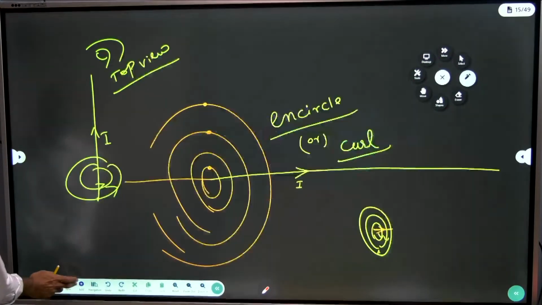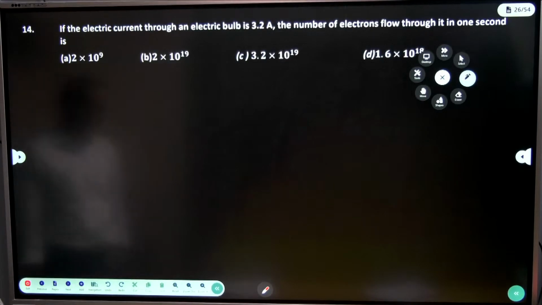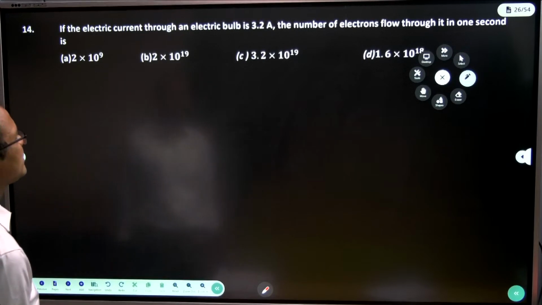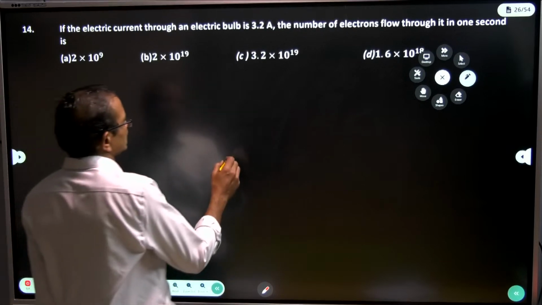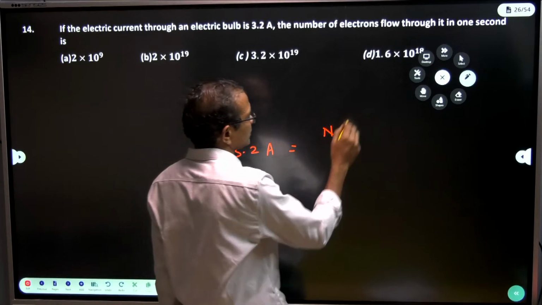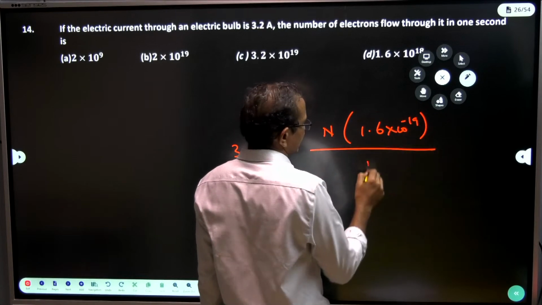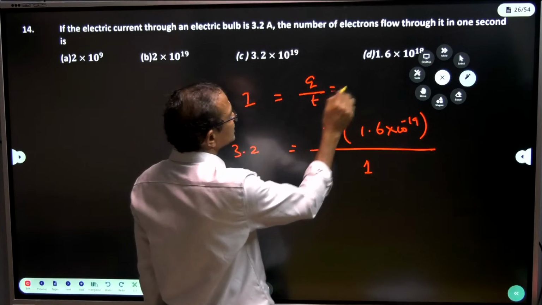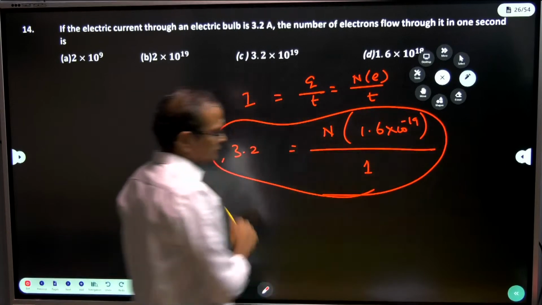14. Yes. What is this 14th question? For an electric current through an electric bulb of 3.2 ampere, find the number of electrons flowing in 1 second. So 3.2 ampere equals the number of electrons in 1 second. I is equal to Q by t. What is Q? It is n times e, divided by t. That's all.